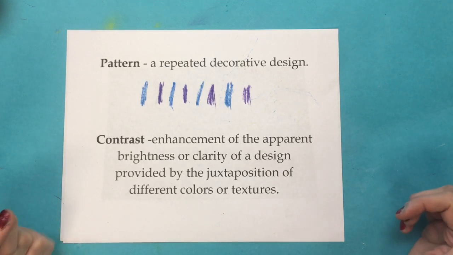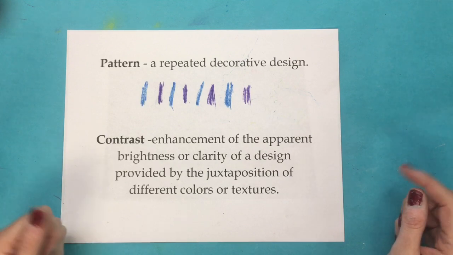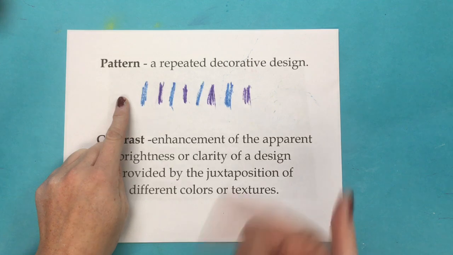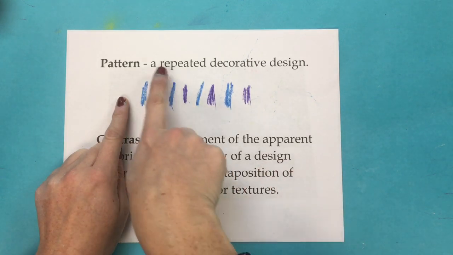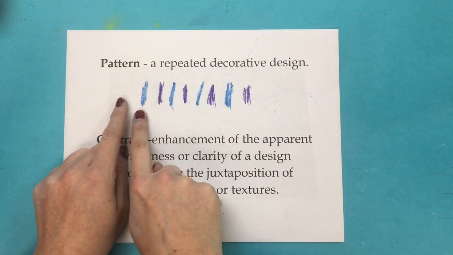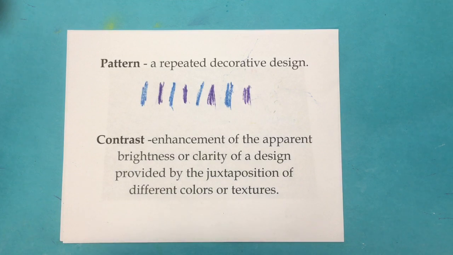And there's two key terms I want you to know before we start that project. The first term is pattern. We are going to repeat a design using color. That's a repeated decorative design. That's what a pattern is. For example, blue, purple, blue, purple, blue, purple, blue, purple is a color pattern. You're going to be choosing your own colored pattern today in your creation.